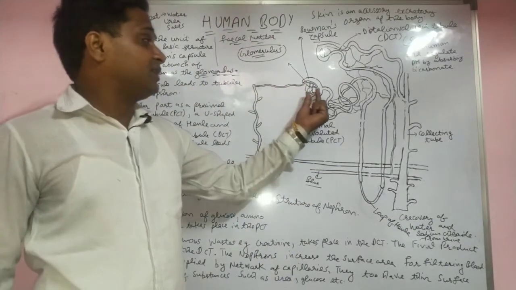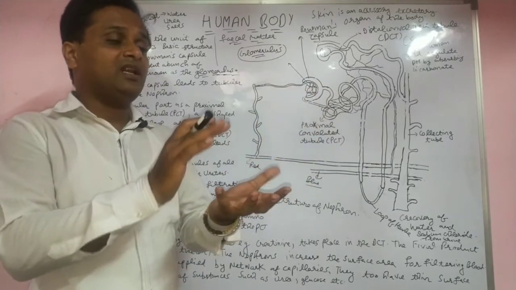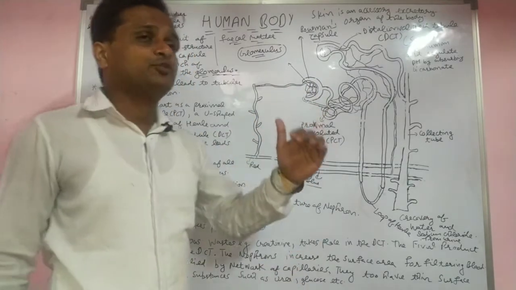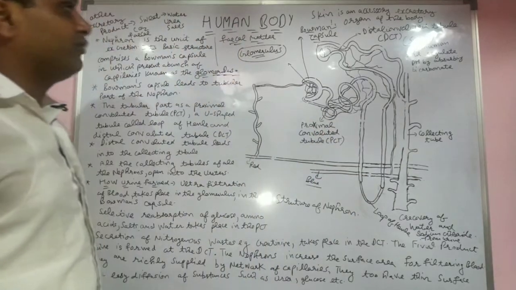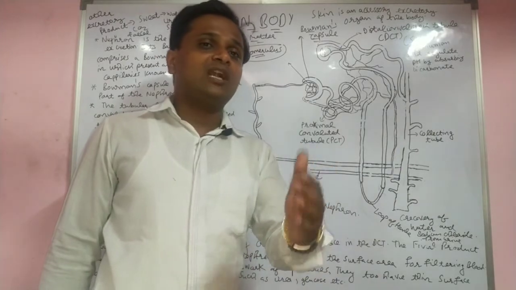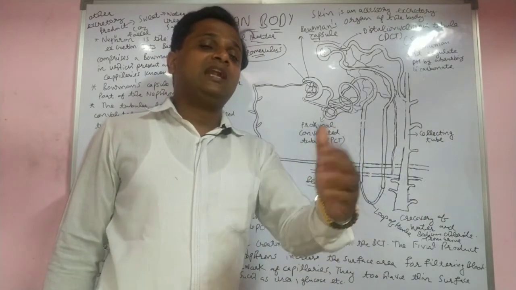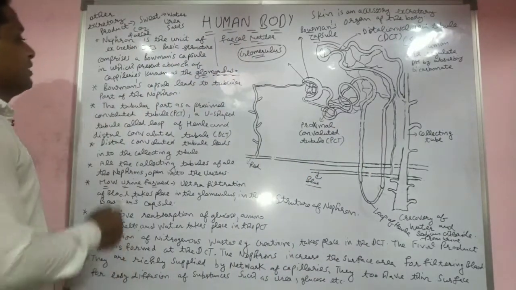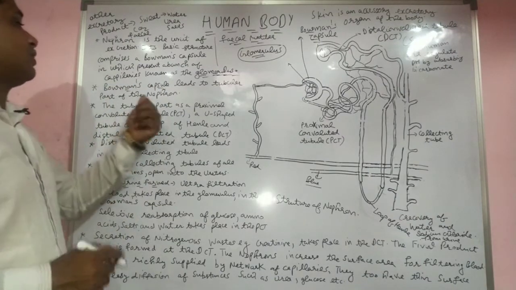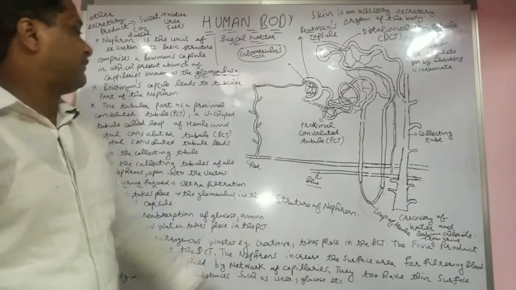The glomerulus makes the bunch of capillaries work like a filter. It helps to filter the blood, to remove the extra salt, extra urea, and water. The Bowman capsule leads to the tubular part of the nephron. This is the tubular part of the nephron.